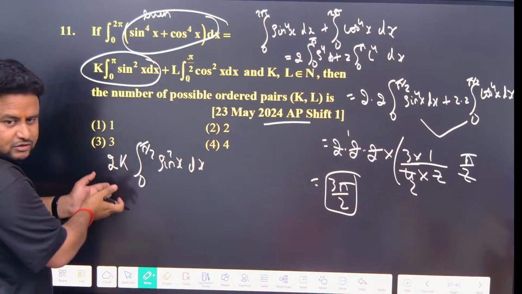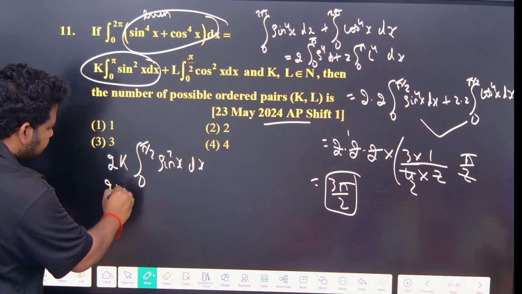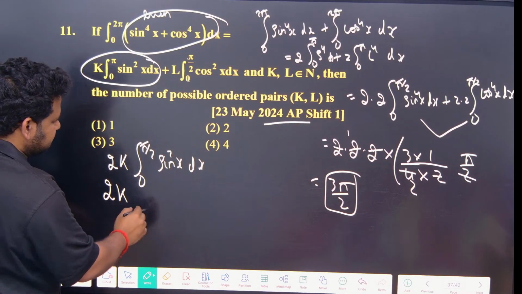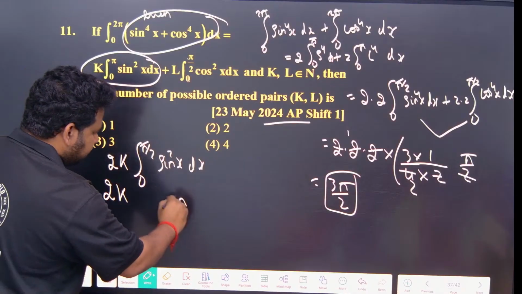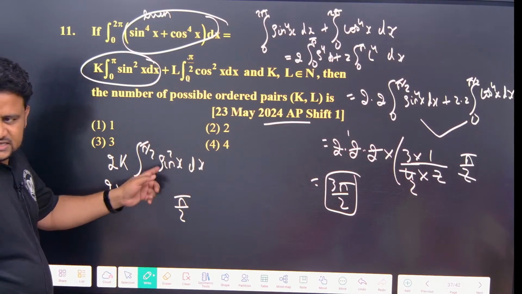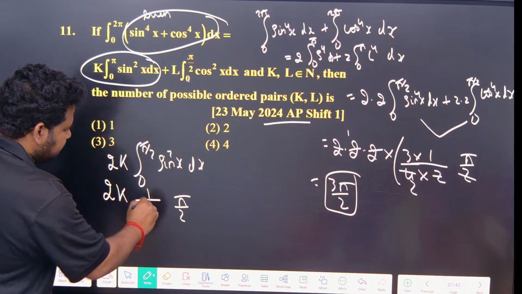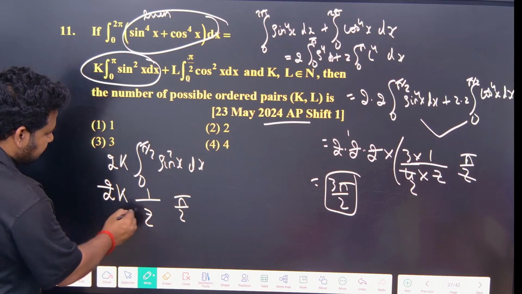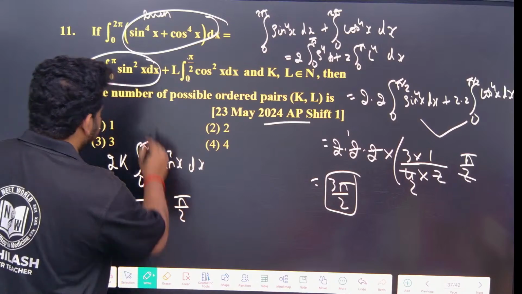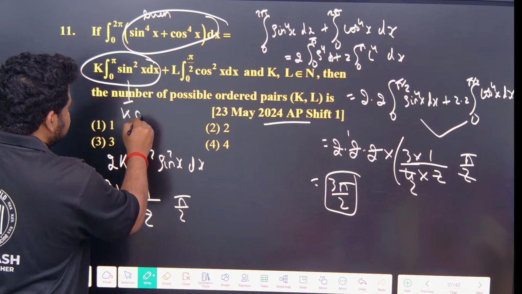Okay, let me find out this value. So 2k into integral 0 to pi by 2 sin square x dx is what? So this will be pi by 2, because 2 is even. So here 2 is there, here 1 is there, nothing can be done. So 2 cancels, I will have k times pi by 2. This value will be k times pi by 2.